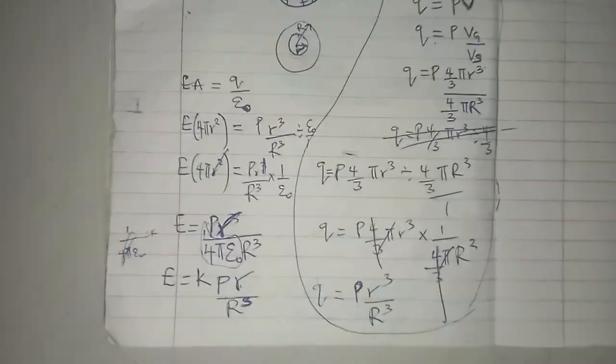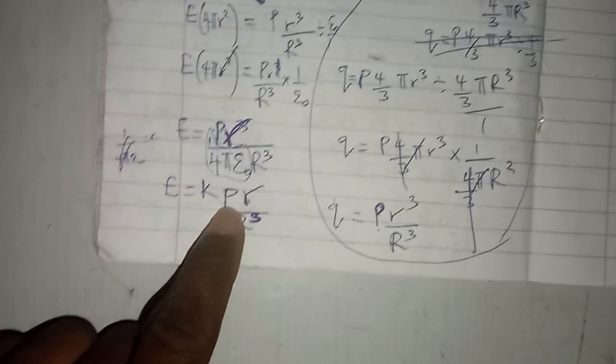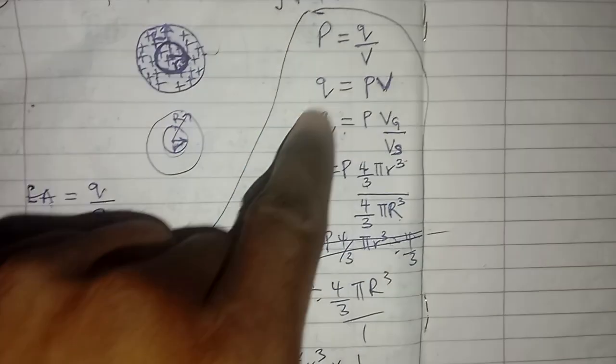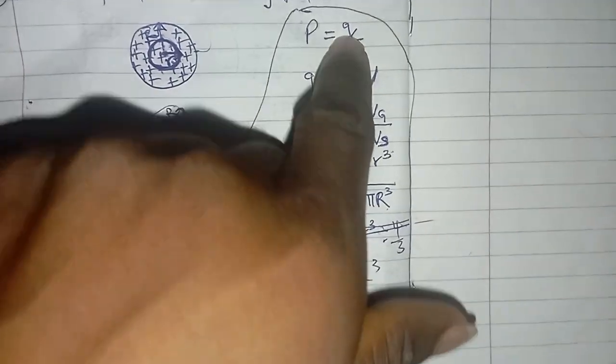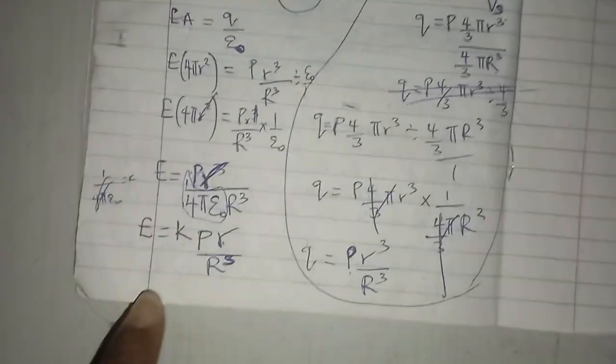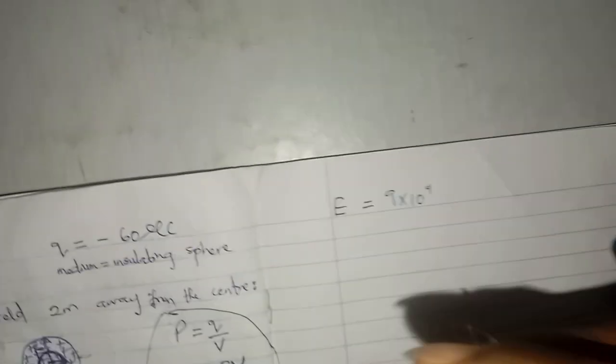So since they did not give me volume, I have to go back and remember something. I need to remember that this charge volume density is equals to Q over V. So let me replace this. Let me go back and see. Let me replace it. So I have K.